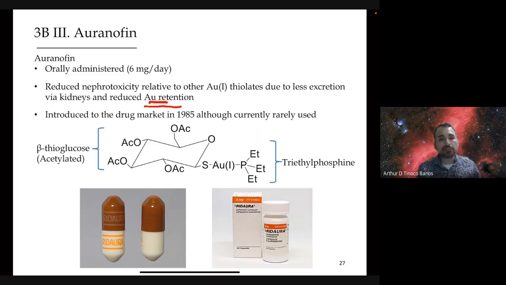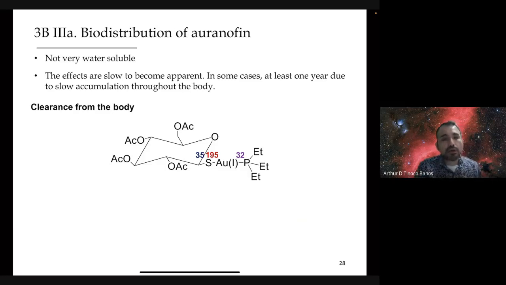And so here are just reminders about the structure of this compound. So we have the thiolate component that comes from this thiolated acetylated glucose, and then you have the phosphine group, this triethylphosphine. All right, so I want to talk a bit about the biodistribution of aranafin. And there's also, as we will see, it's not entirely clear how the aranafin manifests its effect in a way that can serve as a sort of immunosuppressant drug.